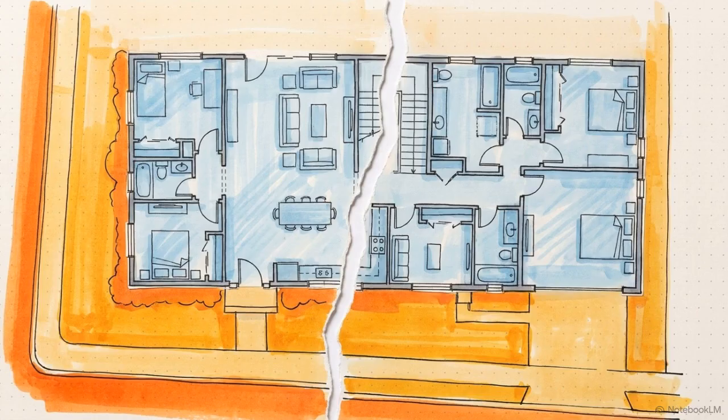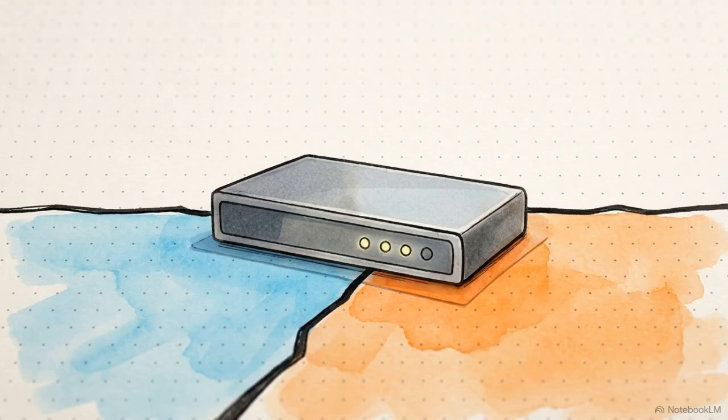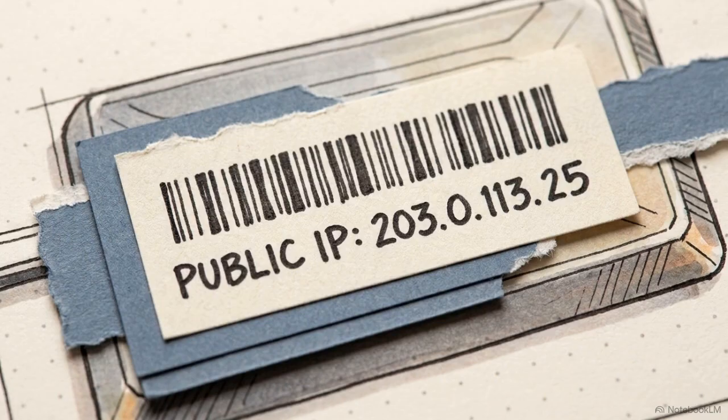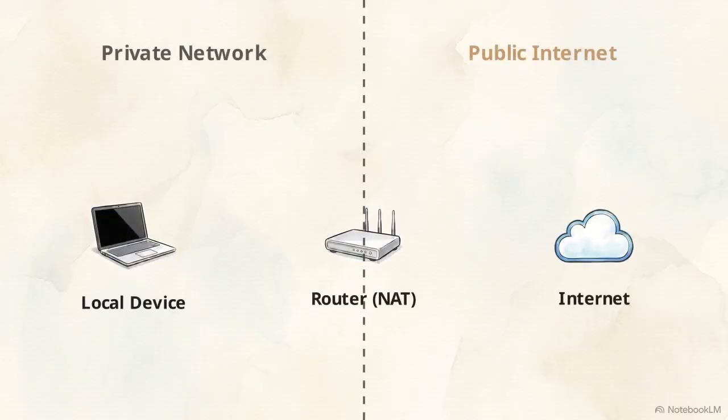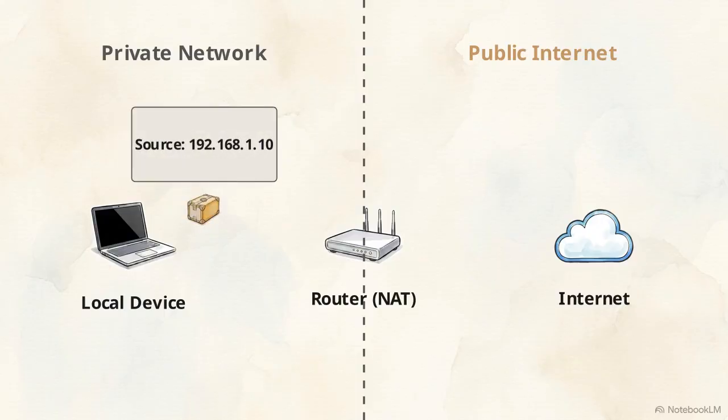To understand how data crosses that boundary, you have to think about a network as having two distinct geographical zones: the private inside and the public outside. Sitting directly between these two zones is your router. It acts as a strict border checkpoint. And unlike your internal devices, the router has been assigned a single globally unique public IP address by your internet service provider. Watch what happens when you click a link.